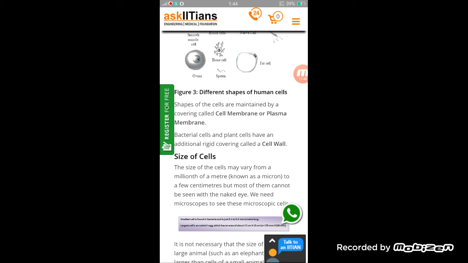Shapes of cells are maintained by a covering called cell membrane or plasma membrane. This is only a single membrane, cell membrane, and another name of cell membrane is plasma membrane. You can note this point also. It maintains the shape of the cell and it is a covering.